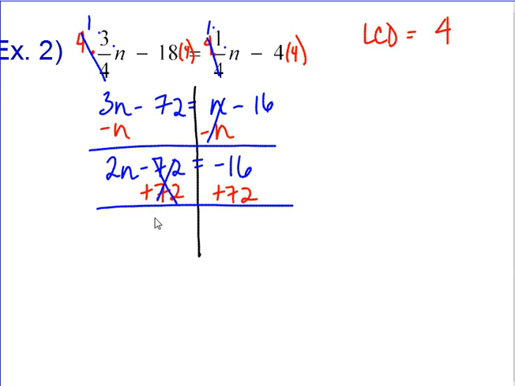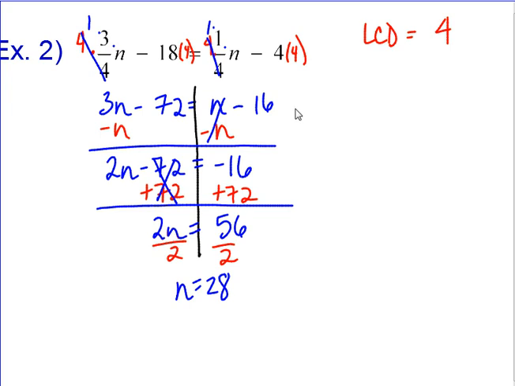The 72s will go away, just leaving us with 2n. Negative 16 and positive 72, they are opposite signs, so we're going to take the difference, and so that's going to work out to be 56. Then we're going to divide both sides by 2, and we find out that n equals 28.